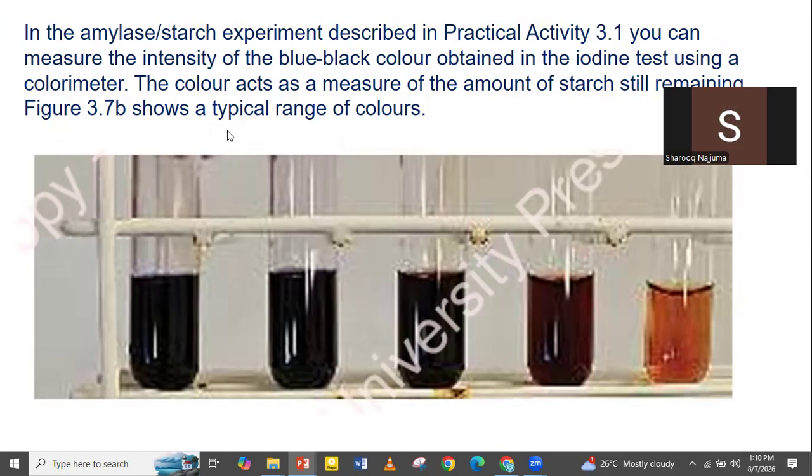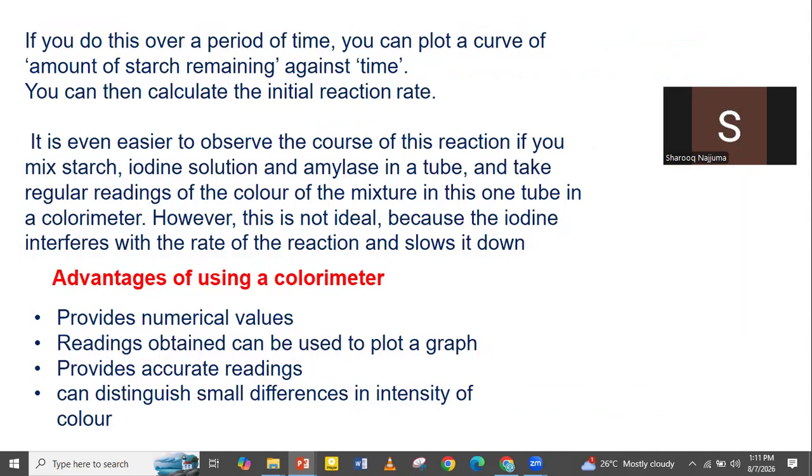So in that amylase experiment, which I have just described, the intensity of the blue-black color can be measured using a calorimeter, and the color is acting as a measure of how much starch is still remaining. So the higher the absorbance, it means the more starch. The lower the absorbance, it means the less starch. And in that case, we can even plot a graph.